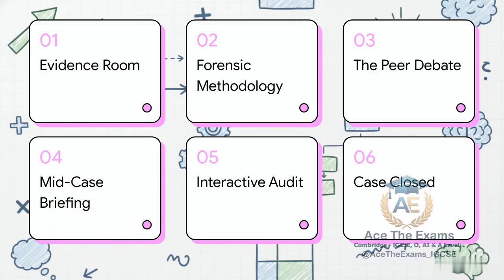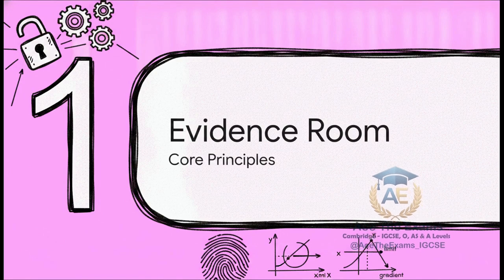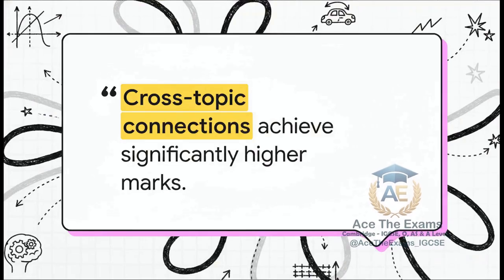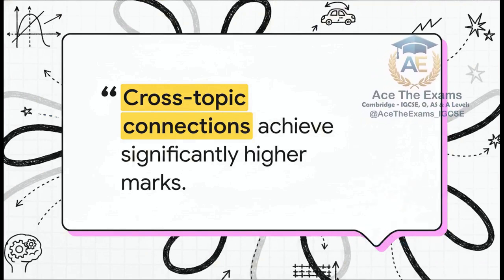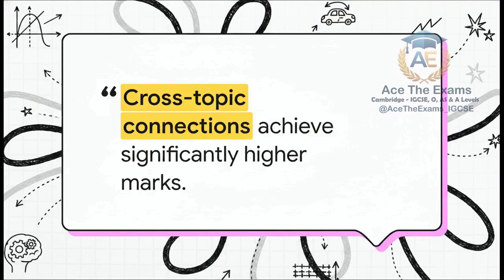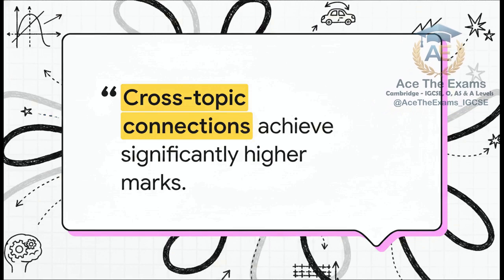Let's move. Section 1. The evidence room. Core principles and connections. To crack any case, you have to understand the core motive. Why do derivatives actually exist in this syllabus? I want you to mentally picture a curve on a graph. If you pick any two random points on that curve and draw a straight line, a chord, between them, you calculate an average rate of change.